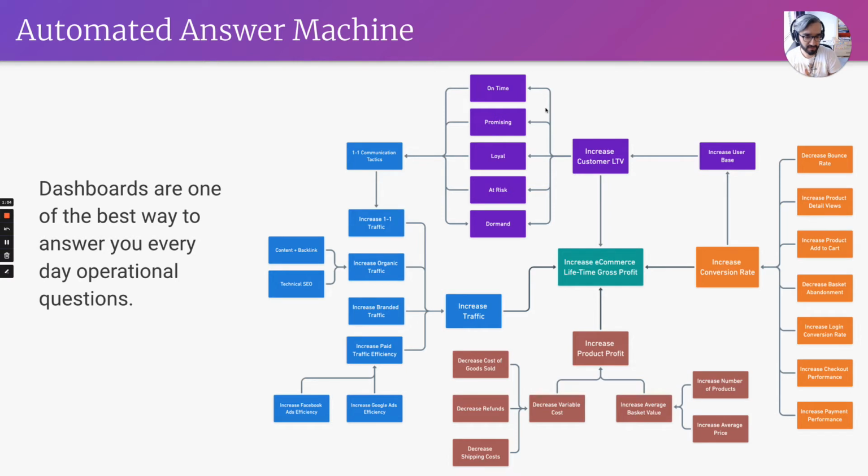For example, if you want to increase your traffic, it is more straightforward. You should focus on organic and paid traffic. But if you want to increase your conversion rate, you should focus on the bounce rate, add to cart rate, checkout performance, etc. All of these metrics are valuable together, so you should focus on each KPI. But if you want to build a dashboard which contains all of these metrics, it will take almost 20 different pages.